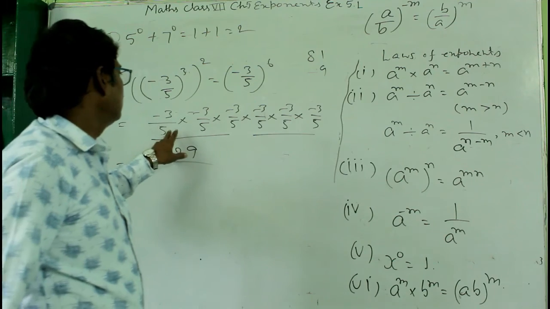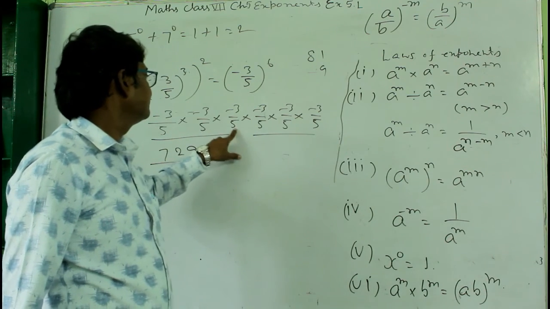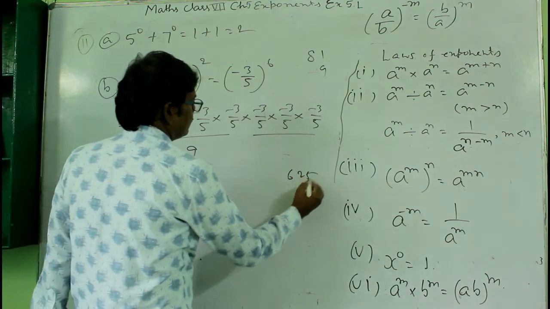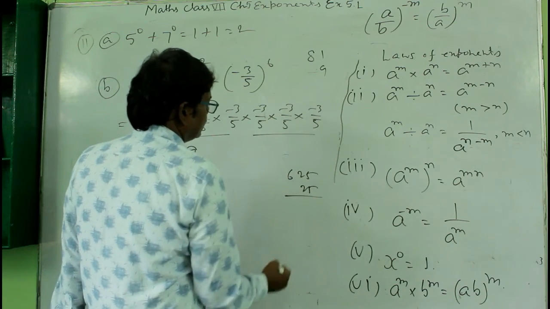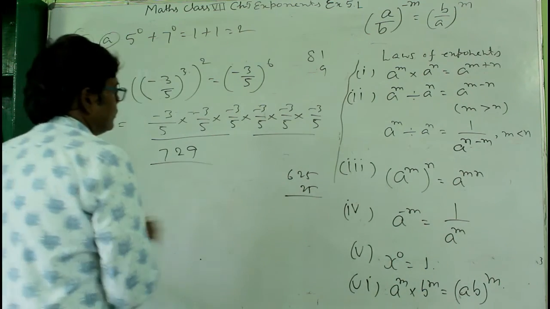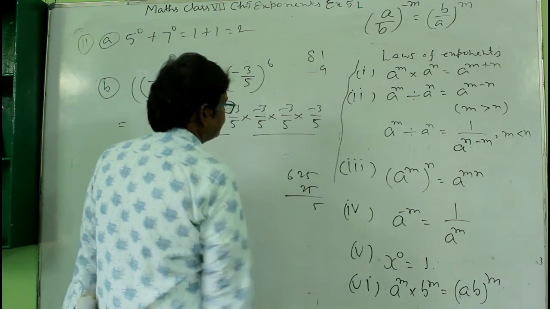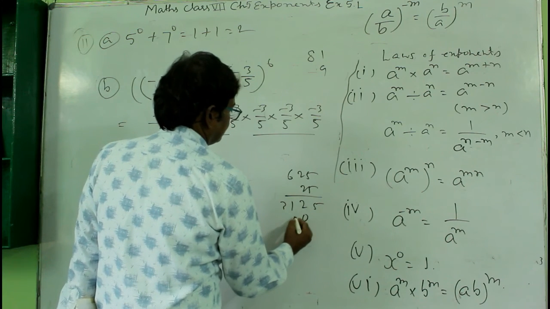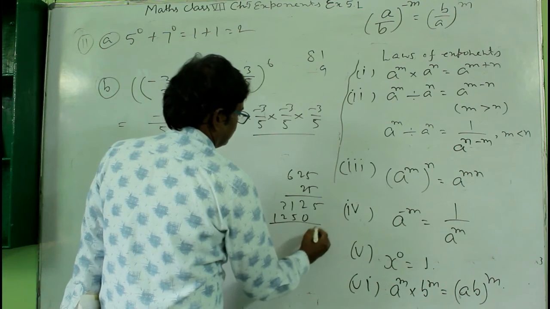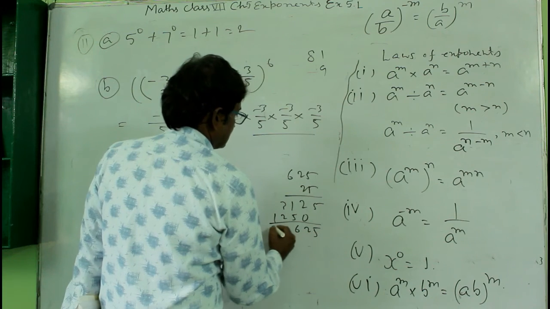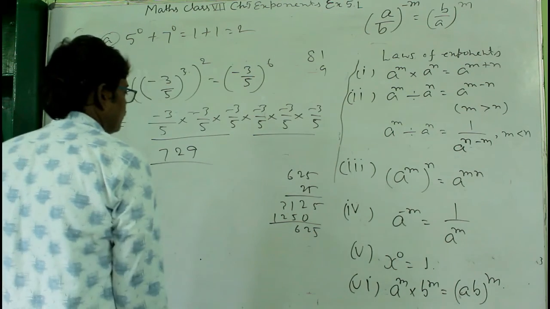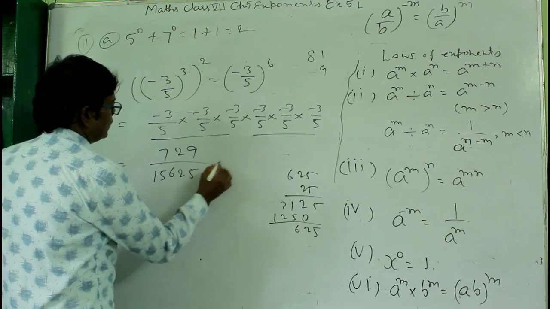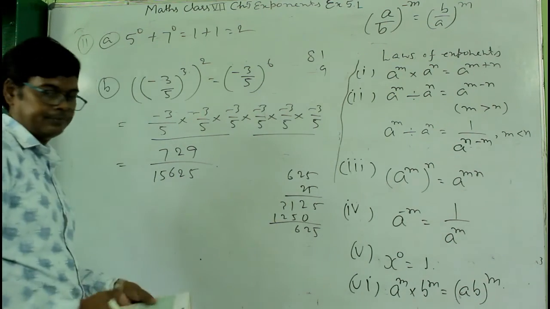And here multiply 625 into 25. Let us multiply. That is 15625. Okay, so this is the answer of this question.